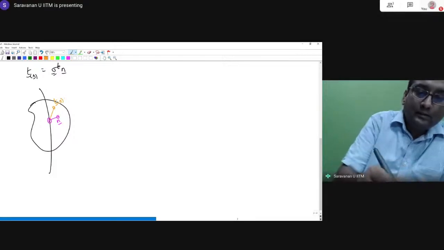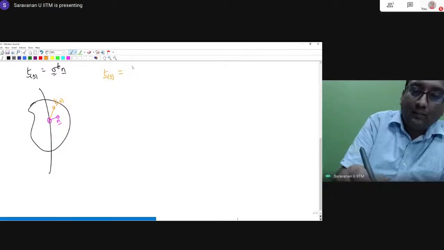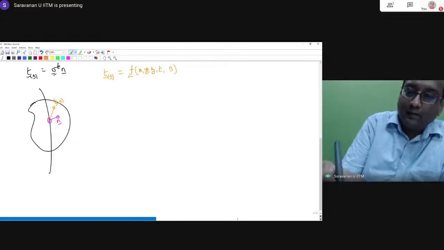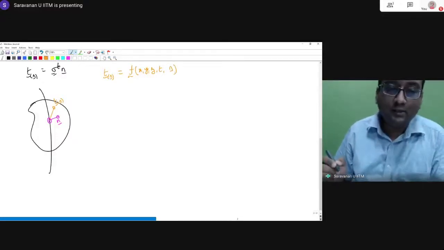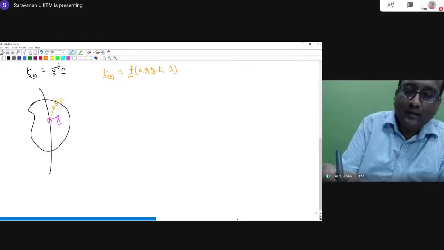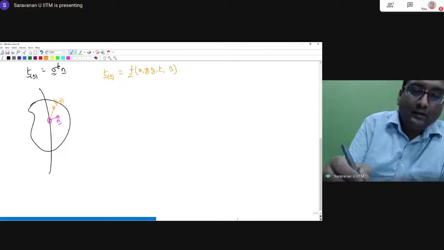Now the question is, what are the variables this t of n depends upon? In general, it's a vector function which depends upon x, y, z, the coordinates of the point, time t, and the normal n. The Cauchy stress formula tells you how this dependence on n is. It tells you it is linear.